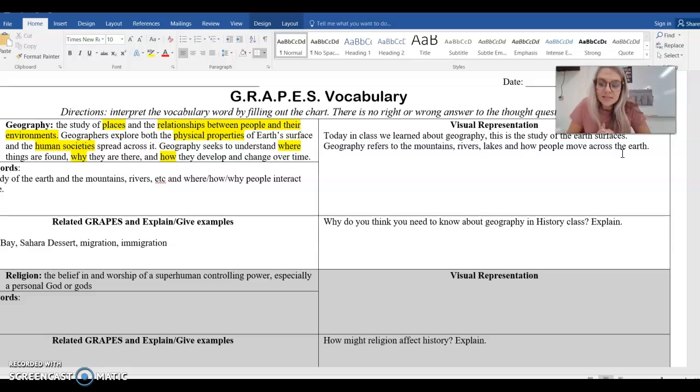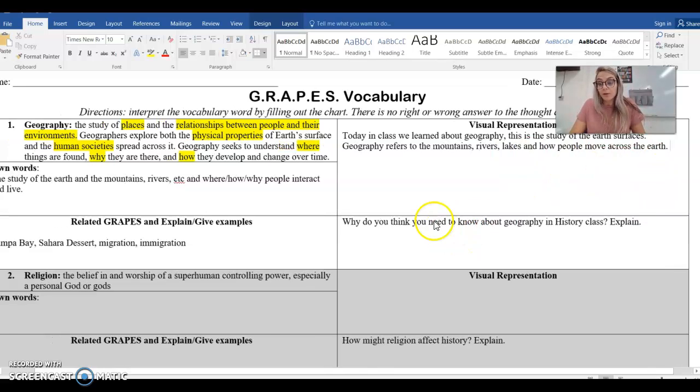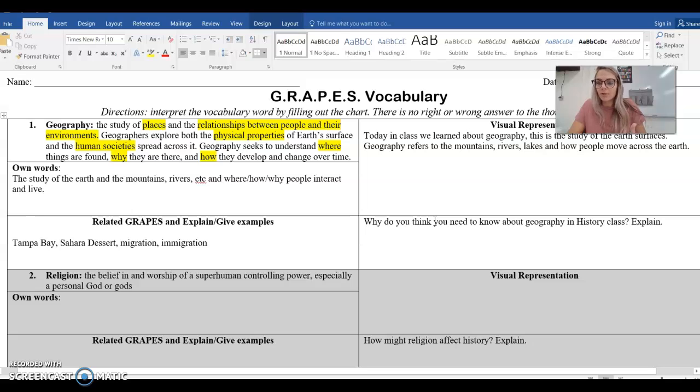All right, so this next question, at this point, there's no right or wrong answer, but for some of the questions, there will be a right or wrong answer. So I do want you to try your best to answer this in a complete sentence. Why do you think you need to know about geography in history class? I'm not going to answer this for you because I really want you to think about why you would need to know about mountains and rivers and immigration and migration and how people interact with their environment through history. So just tell me why.